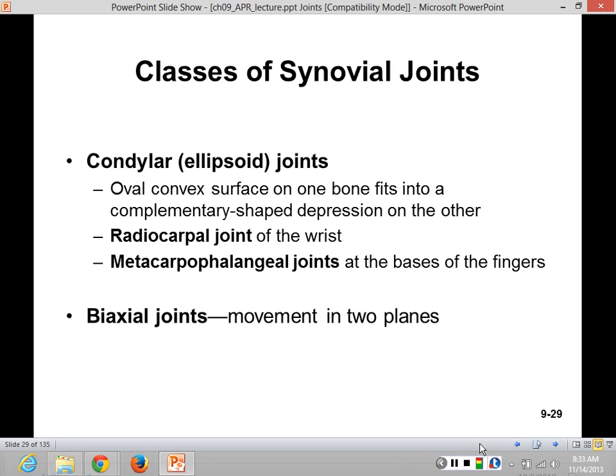The metacarpal phalangeal joints. Sometimes you're going to see in books MCPs. So whenever you see MCPs, that means metacarpal phalangeal. If you go to med school or nursing school, you're going to probably see it abbreviated a lot as what? Your MCPs.